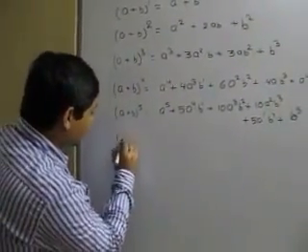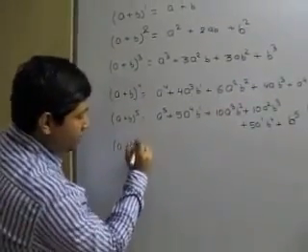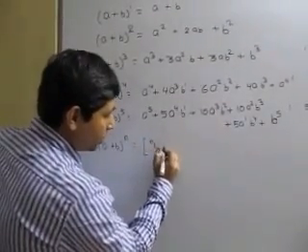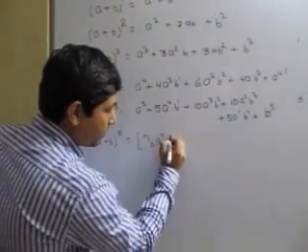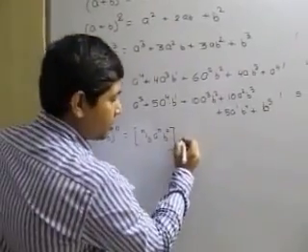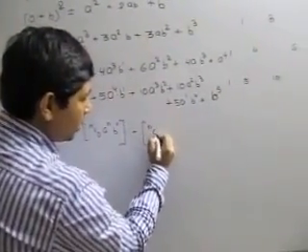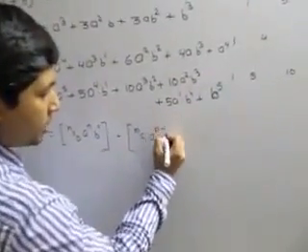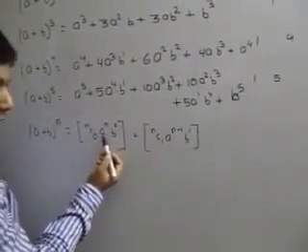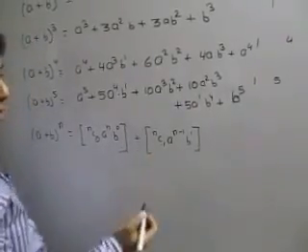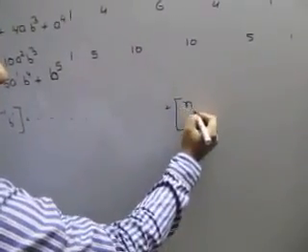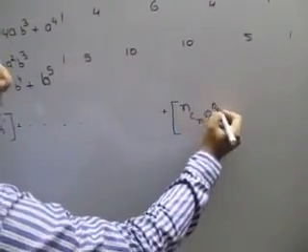Now let's generalize the terms of the binomial expansion. a plus b to the power n. The first term is nC0, a to the power n, b to the power 0. The sum of the powers should be equal to n. The next term is nC1, a to the power n minus 1, b to the power 1. In this way we can see that the power of a will keep on reducing and the power of b will keep on increasing. Similarly, the last term will be nCn, a to the power 0, b to the power n.